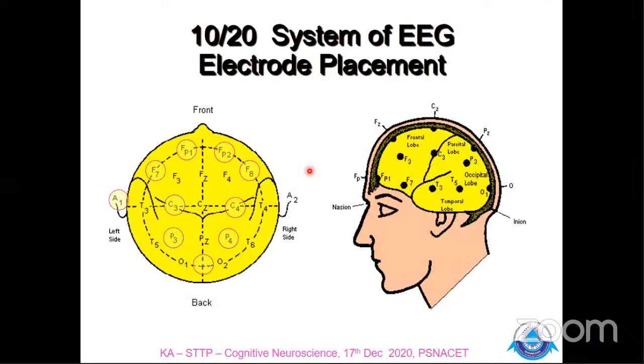So this is actually what I told them, the 10-20 electrode placement. They measure from Nasion to Inion, front and back. They place the electrodes at 10%, 20%, 20%, 20% intervals. This is how they locate your frontal lobe.